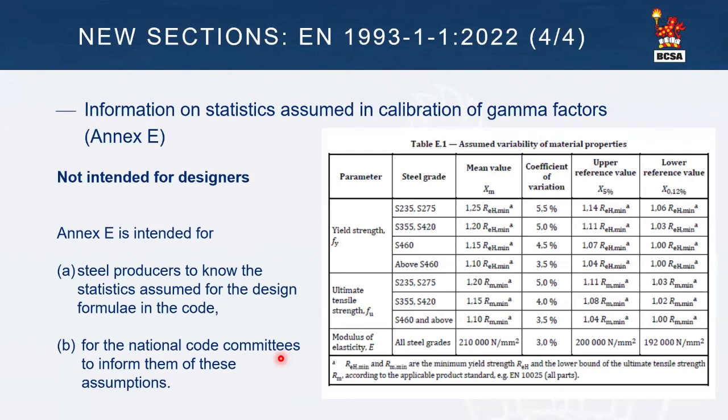From a UK perspective, in terms of development of the national annexes, we have been through the statistics and they are very much the same as those used in deriving the partial factors adopted in the UK for the first generation of Eurocode. So there's nothing to worry about in terms of the production for the steels that are currently used in the UK.